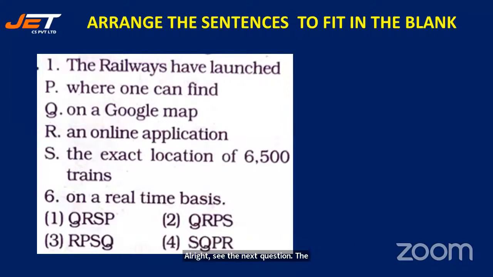The railways have launched dash on a real-time basis. So 4 options where one can find on a Google map, an online application, the exact location of 6,500 trains. All right. Yes, that's not the order actually. I'm just reading how it goes like PQRS. All right. Let me see how many are going to give me the answer. I'm giving you a little more time so that you can arrange it properly, sequentially, chronologically, make it into a proper sentence. All right. Your time is running.